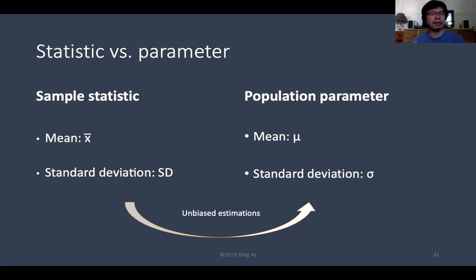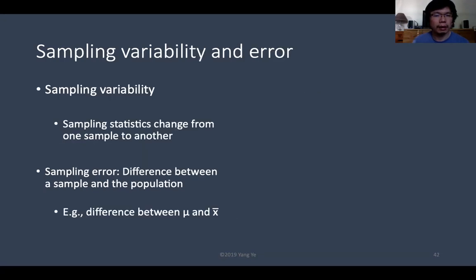So these are unbiased estimations of the population parameter. The sample statistic, only if it's a random sample, okay? Random samples provide unbiased estimations of the population parameter. Unbiased means that with random sampling, in the long run, the average of those means will approach mu. The average of the standard deviations would approach the standard deviation of the population. So that's that.